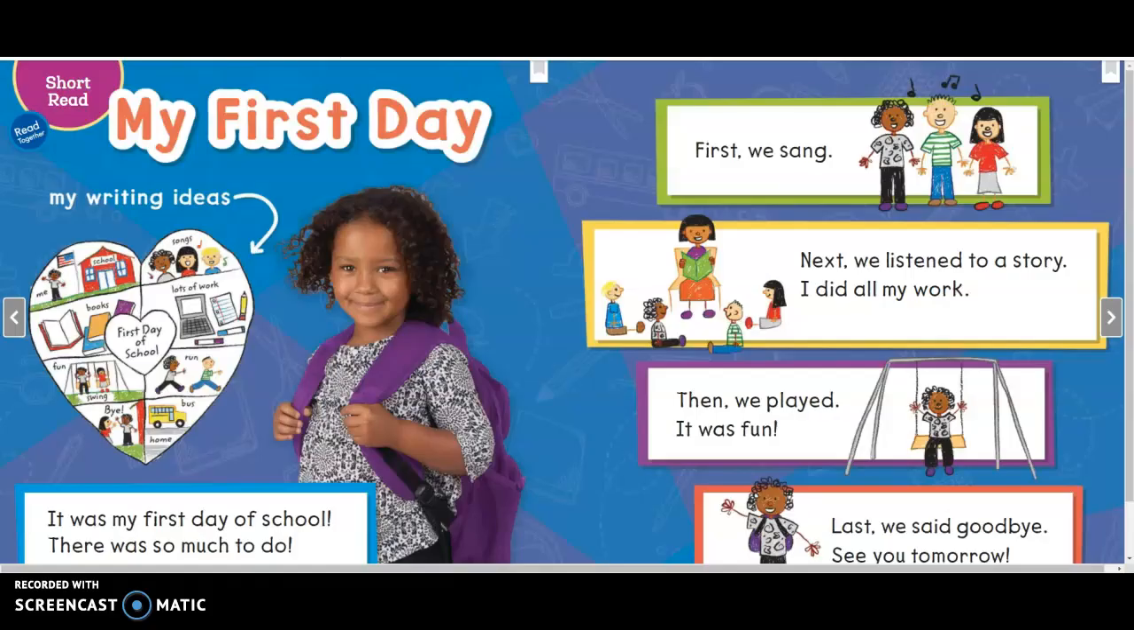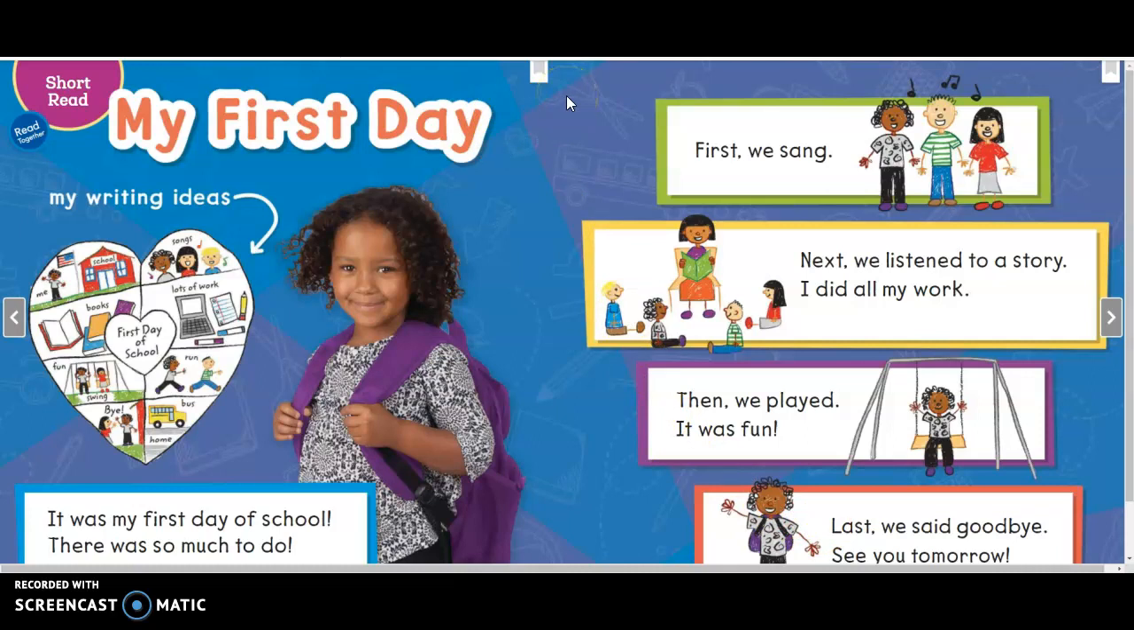Okay, let's read this story. It's called My First Day. So it starts over here and it says, it was my first day of school. There was so much to do. First, we sang. Next, we listened to a story. I did all my work. Then we played. It was fun. Last, we said goodbye. See you tomorrow.